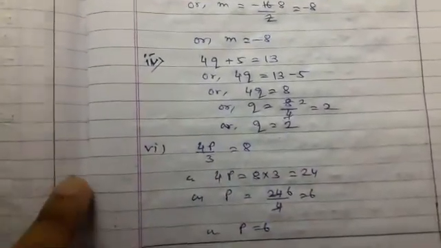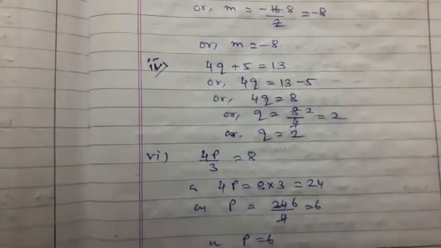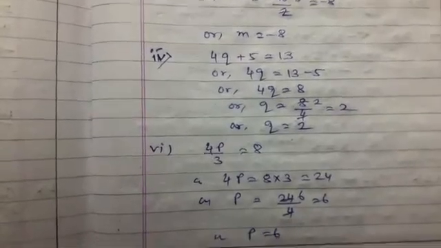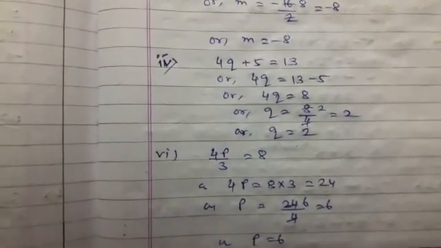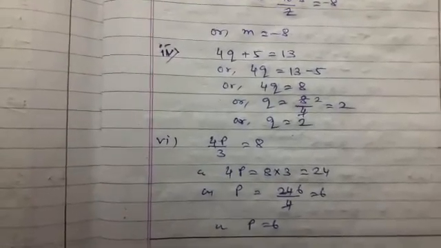After that 4p by 3 equal to 8. So 4p equal to 3 into 8 means 24. I have done here cross multiplication. So p equal to 24 divided by 4, that means 6. So p equal to 6 is the required solution.